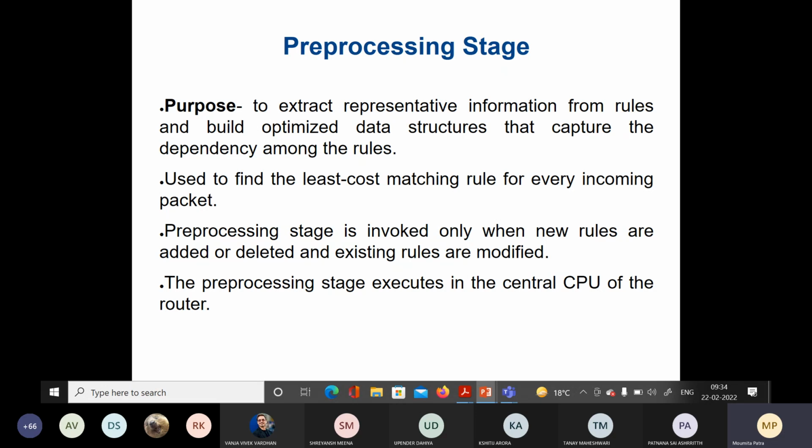So basically, you can perform different actions in this stage. It can be used to find the least cost matching rule for every incoming packet. That is one task. Then it is used when new rules are either added or deleted. That is basically if there is an update that is made, in that case the pre-processing stage can be invoked. And this pre-processing stage is executed in the central CPU of the router. Okay, so this is the purpose and the features of the pre-processing stage.